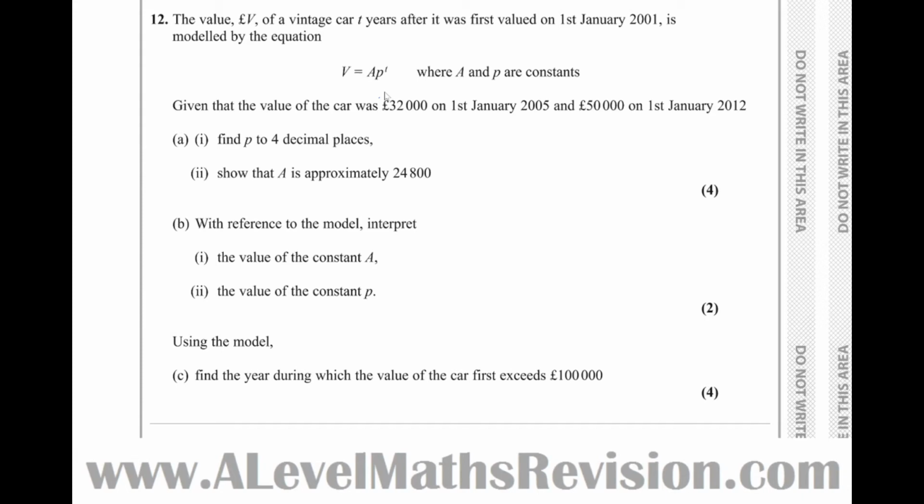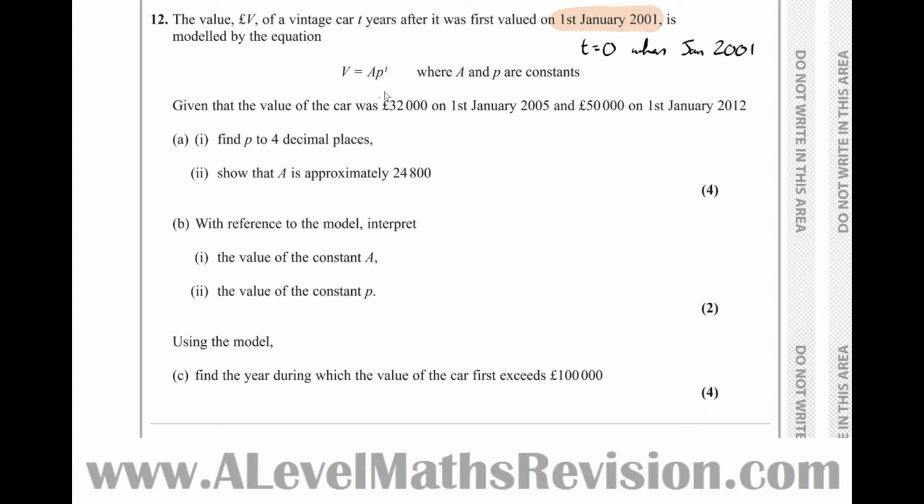Question 12, and this one's on exponential models. So it says the value V of a vintage car 2 years after it was first valued on the 1st of January 2001. I'm going to stop reading there. There's a key point in the question. So it was first valued 1st of January 2001. So T equals 0 when Jan 2001.